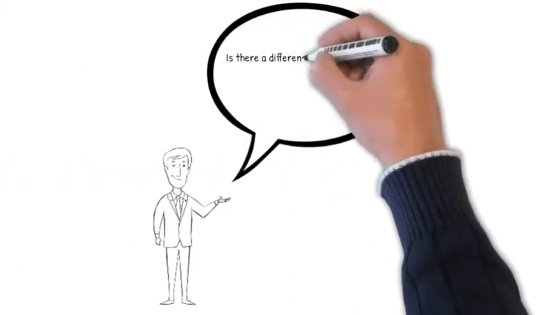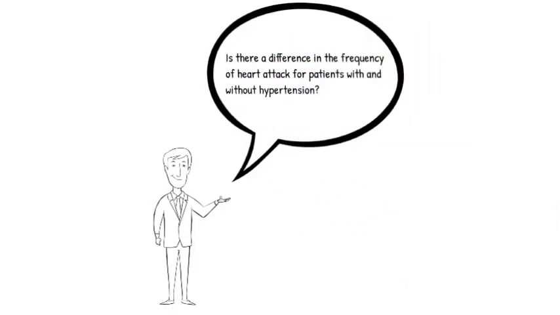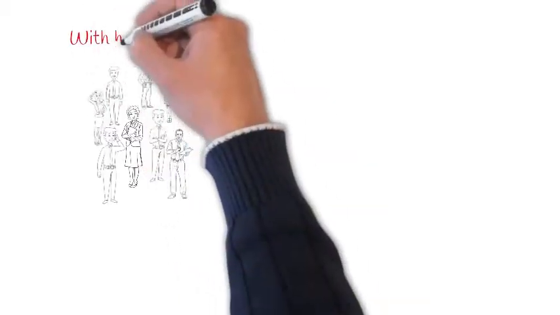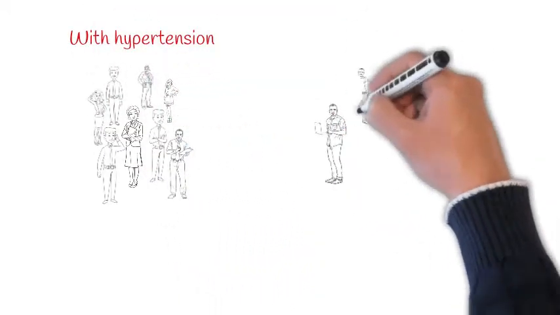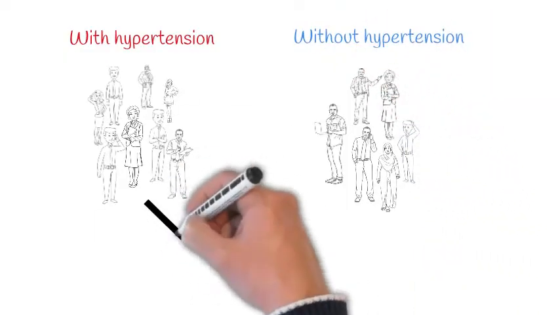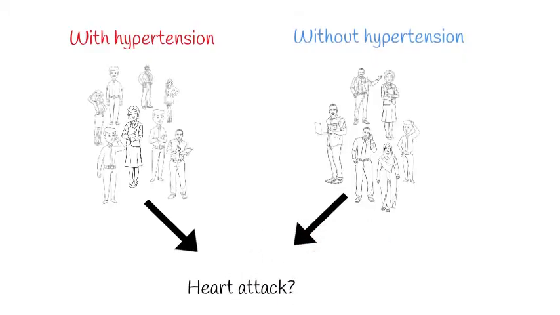Suppose your research hypothesis is: is there a difference in the frequency of heart attack for patients with and without hypertension? So this is your argument, and you collected data from a group of people with hypertension and a group of people without hypertension, and you assessed how many of each group developed heart attack. The role of p-value here is to tell you if the difference in numbers is statistically significant.